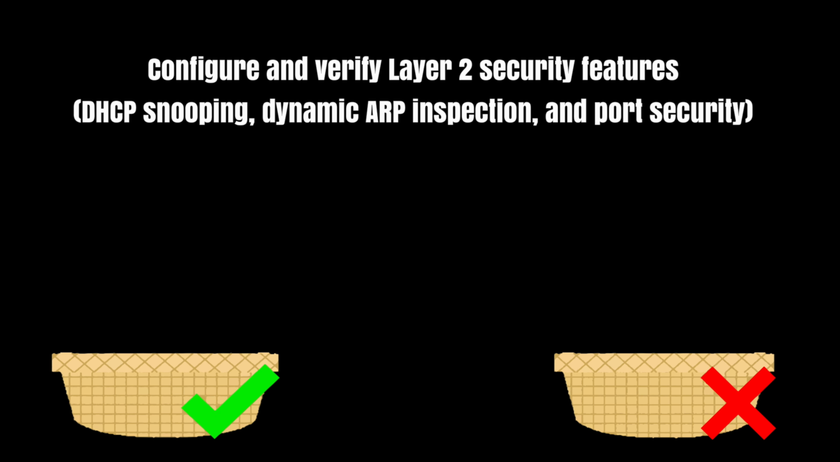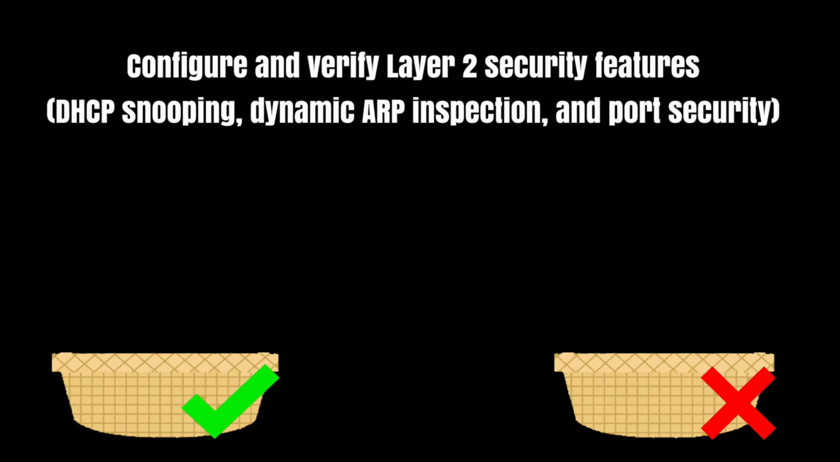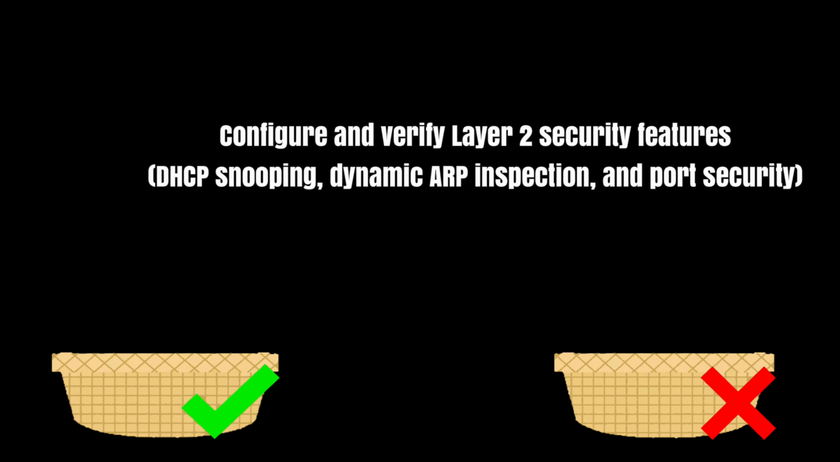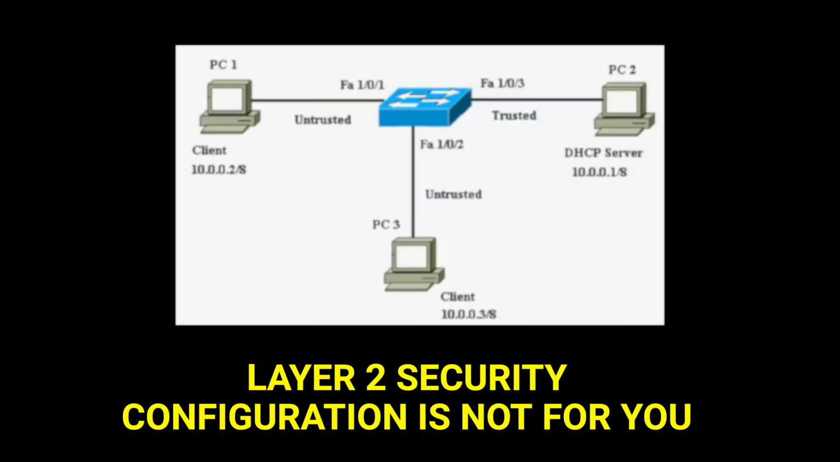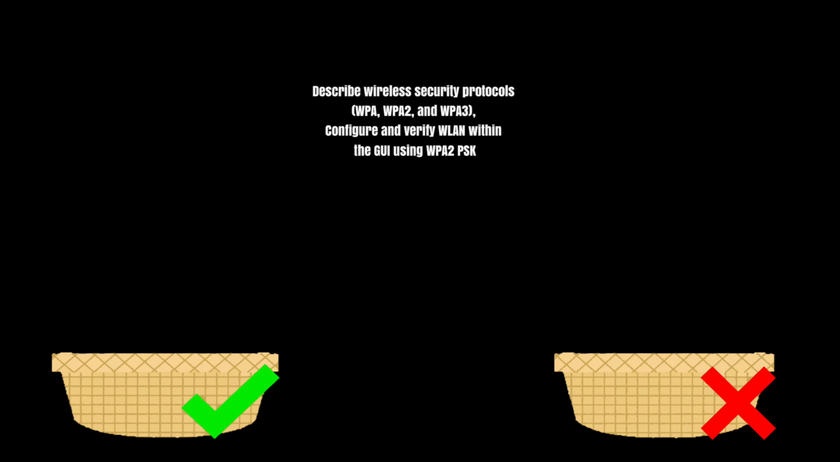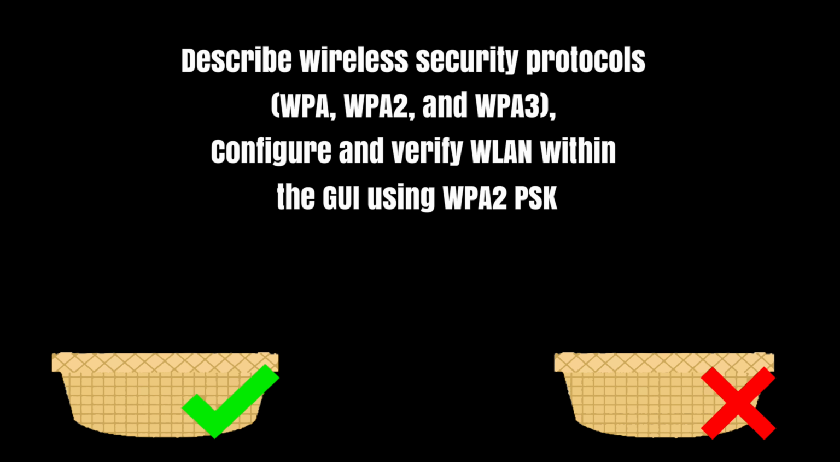Configure and verify layer 2 security features like DHCP snooping, dynamic ARP inspection, and port security is for the red bucket. Layer 2 security configuration is not for you. Describe wireless security protocols such as WPA, WPA2, and WPA3. Configure and verify WLAN within the GUI using WPA2 PSK. As I mentioned before, wireless technology is not usable for a cloud engineer.